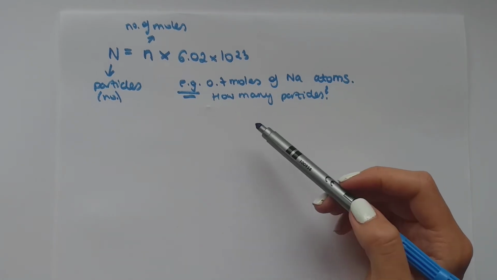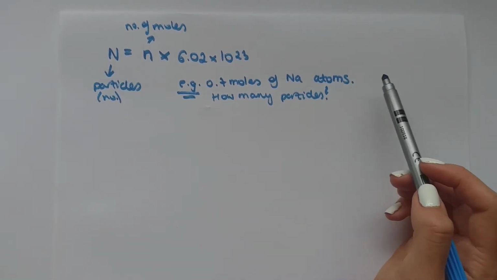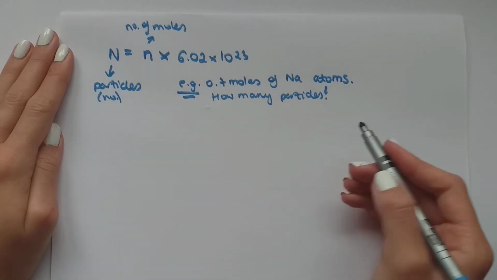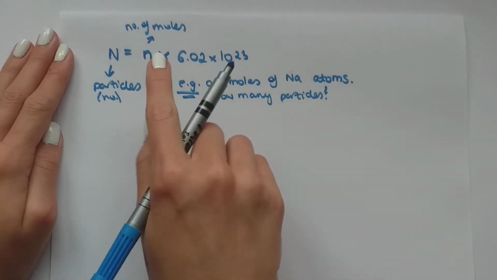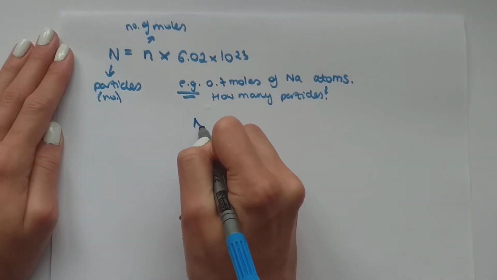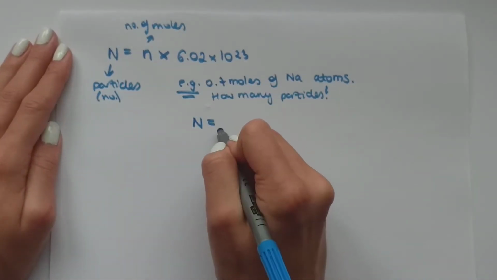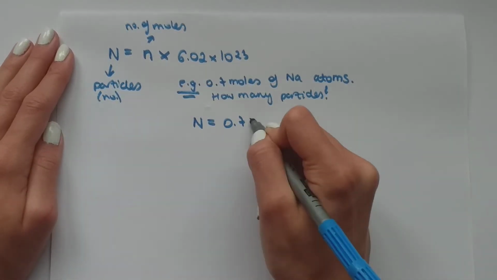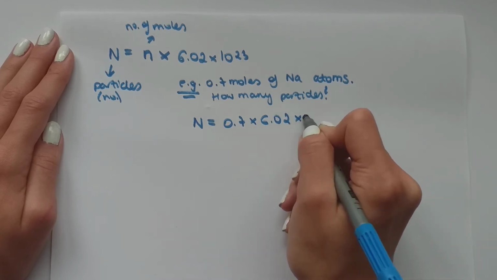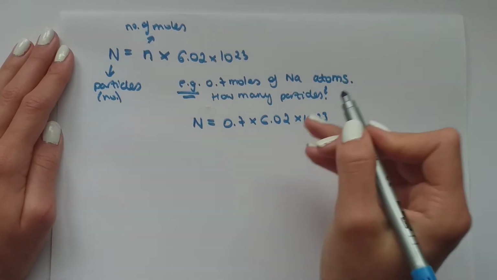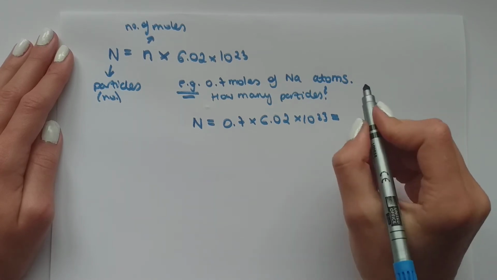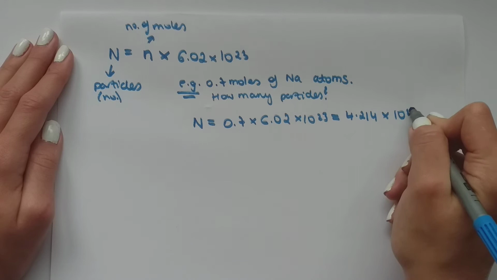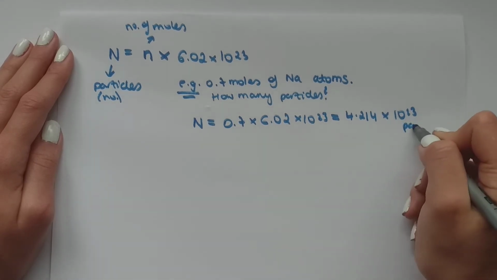We have 0.7 moles of sodium atoms, and now you have to find how many particles there are. So what you do is your number of particles, which you're trying to find, then n, number of moles, which is 0.7, and you multiply this by the Avogadro's constant. You put it straight into your calculator, and what you get is 4.214 times 10 to the 23 particles.